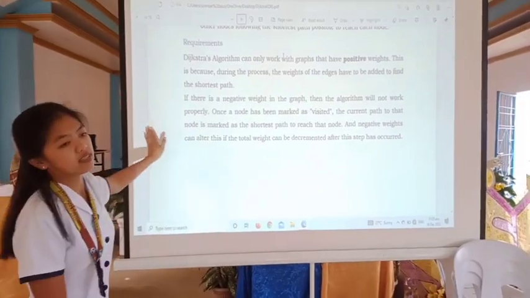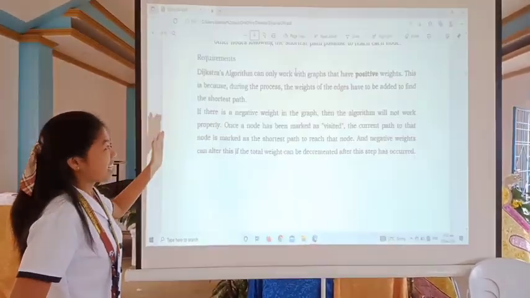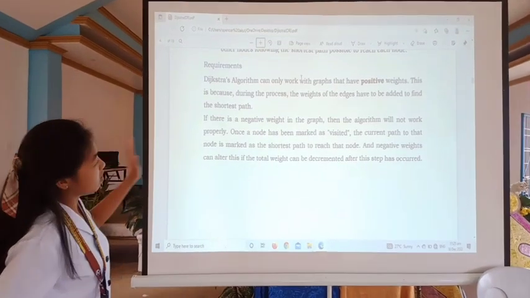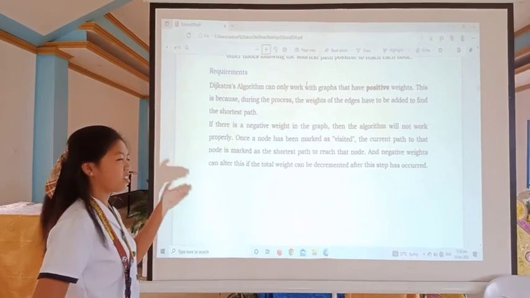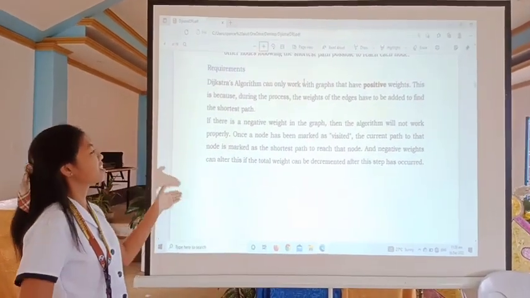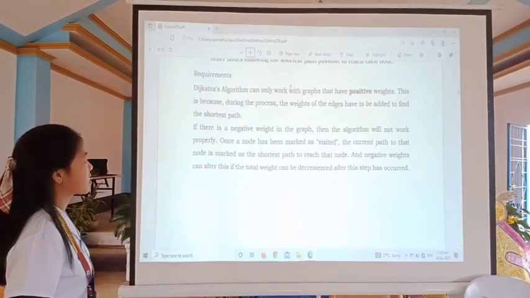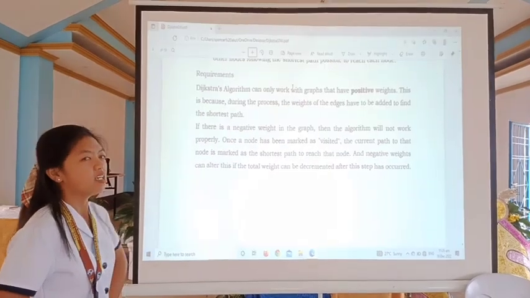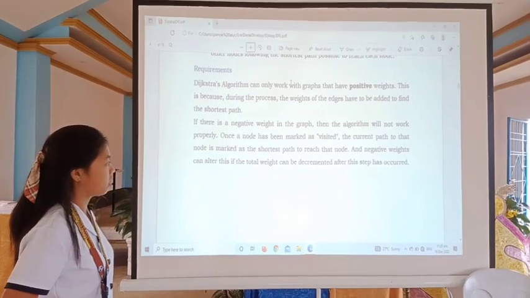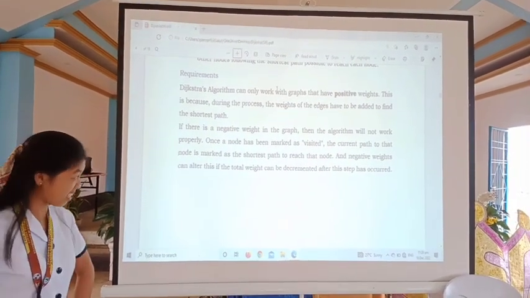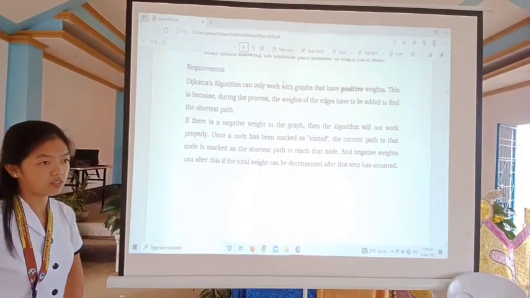Okay, next, we have the requirements. Dijkstra's algorithm can only work with graphs that have positive weights. This is because during the process, the weights of the edges have to be added to find the shortest path. If there is a negative weight in the graph, then the algorithm will not work properly. Once a node has been marked as visited, the current path to that node is marked as the shortest path to reach that node, and negative weights can alter this if the total weight can be decremented after the step has occurred.